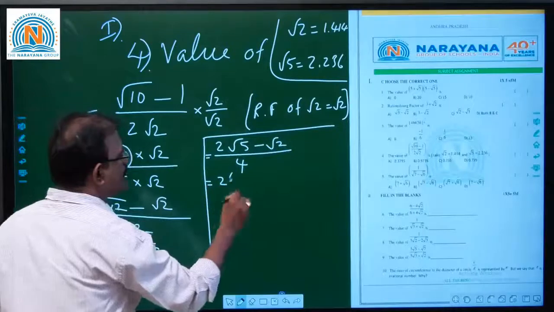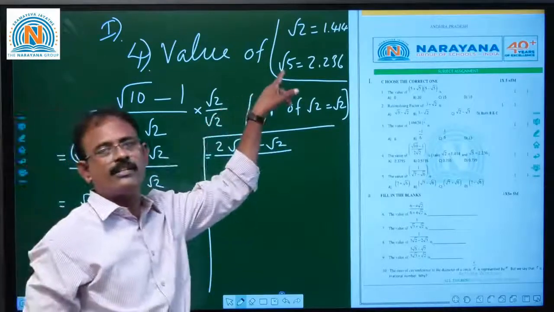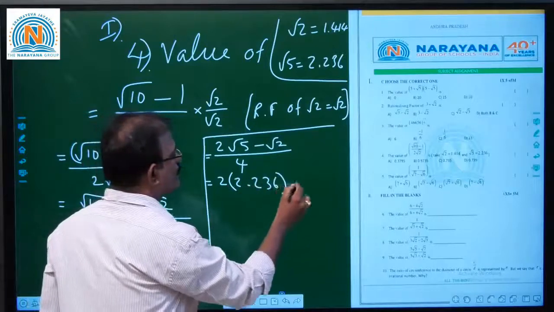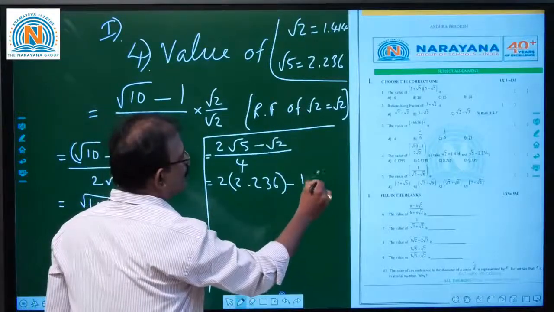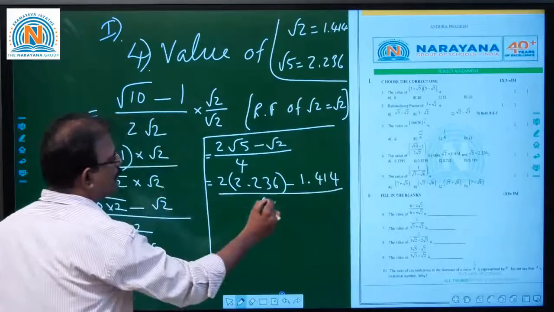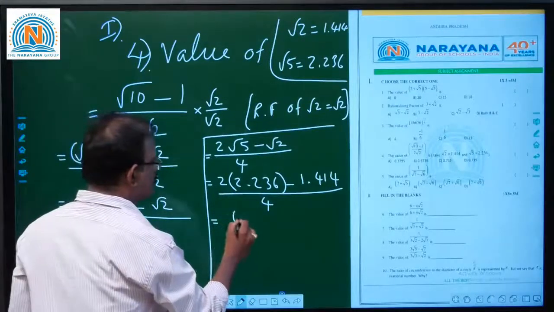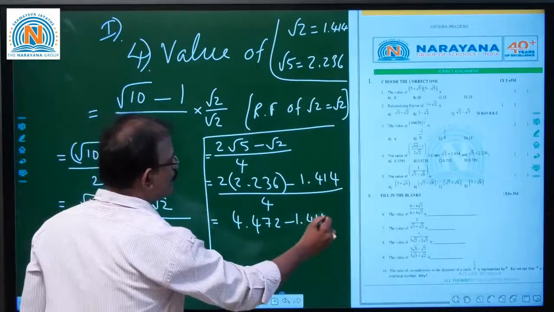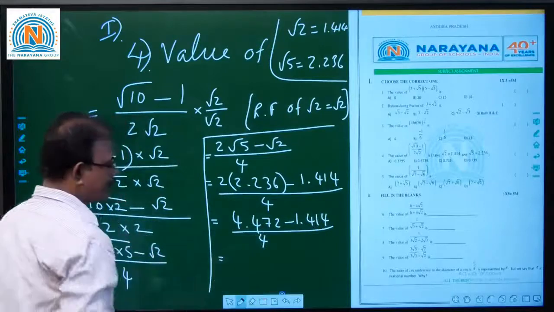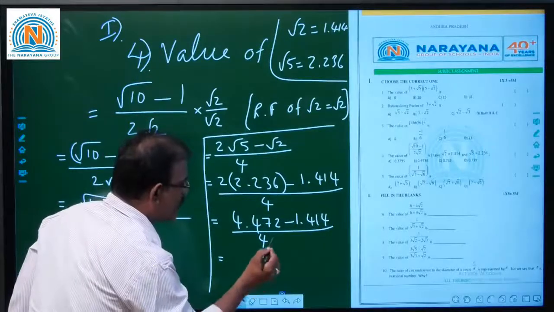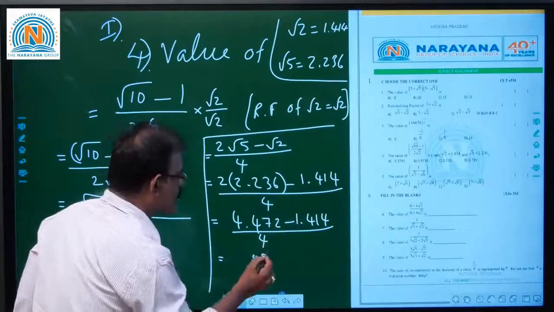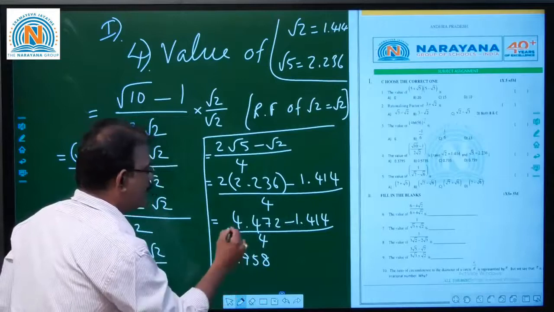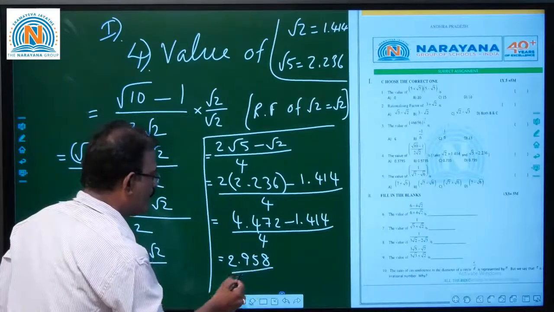So it is already given in our question. What is the value of root 5, children? 2.236. Minus, what is the value of root 2, children? 1.414, by 4. So this is 4.472 minus 1.414 by 4. So 12 minus 4, 8, 6 minus 1, 5, 3 minus 1, 3 minus 4, 9. Then this is 3.058 by 4.